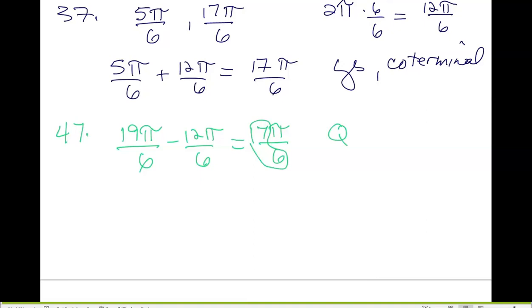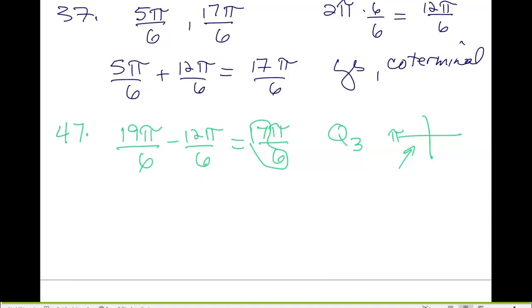So is that true? Yep. I'm going to be in the third quadrant because pi is here and 7 over 6 is greater than 6 over 6. So the angle is going to be right here. So that's my angle for 47.